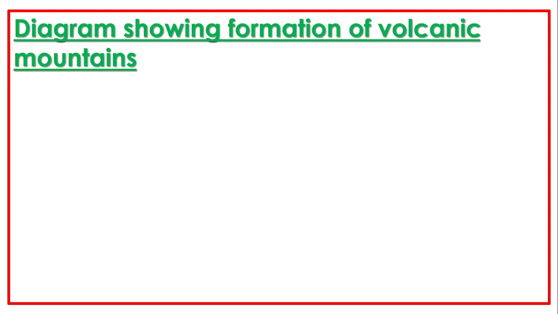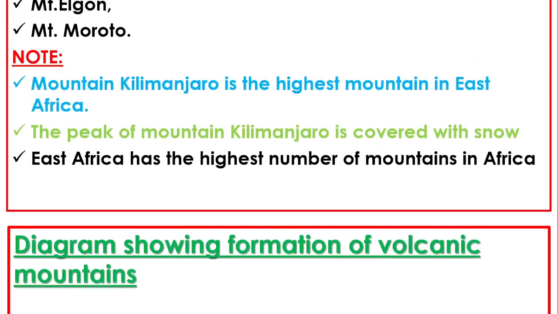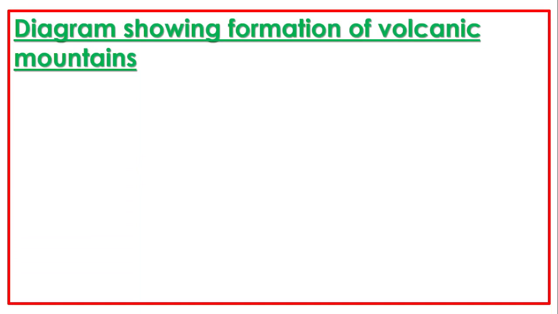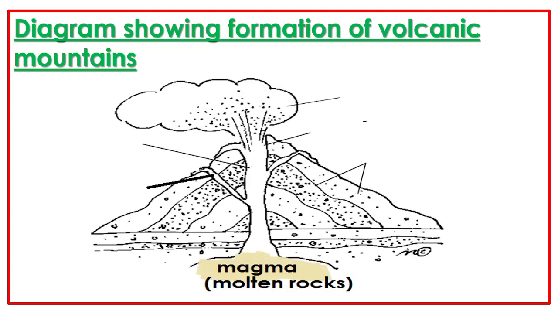Then we are going to see a diagram showing the formation of a volcanic mountain. How a volcanic mountain is formed. We said they are formed by volcanicity. Let us see in a diagram here how volcanic mountains are formed. First, you can have a land. For me, I've just put it there like that when it has been formed, but you can have a flat land like this.